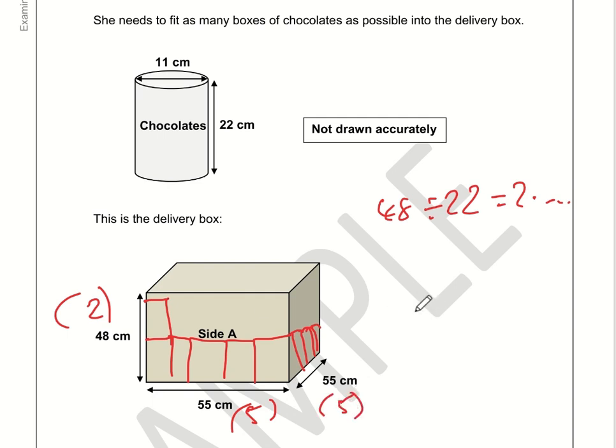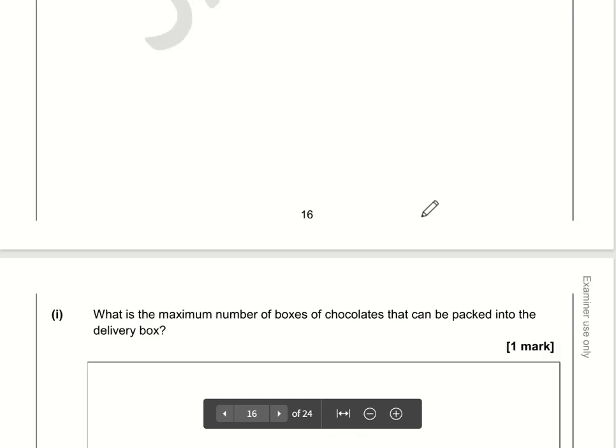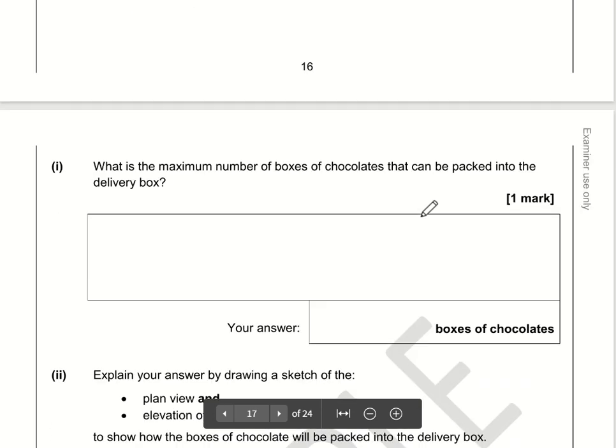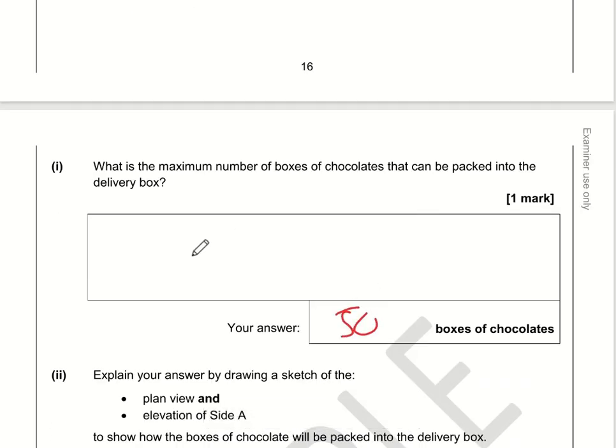So in total, the number we will have is 2 times by 5 times by 5. 2 times 5 is 10, 10 times 5 is 50. So we can get a total of 50 boxes of chocolates in there. There we go. So all those workings out probably should have gone in this box.